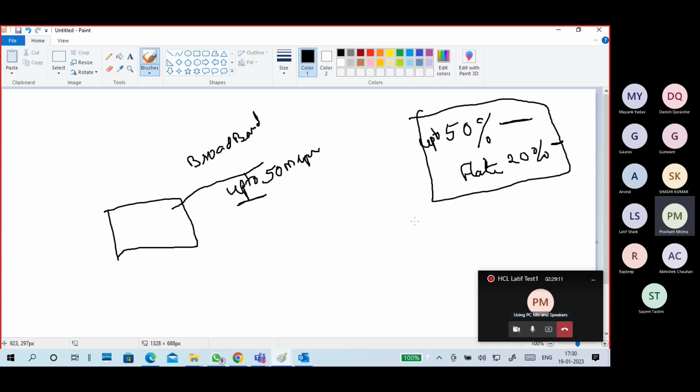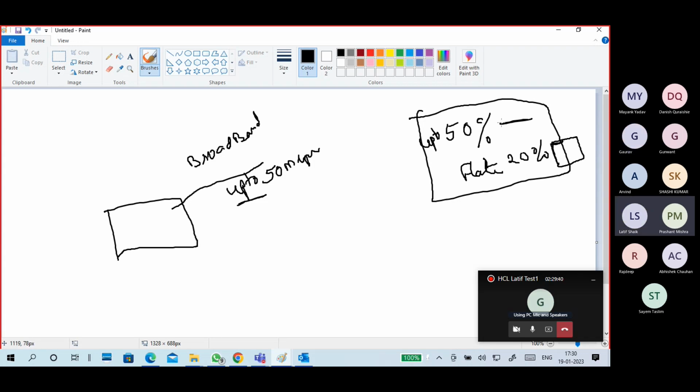Sir, up to means there is a discount based on the rate, like discount can be up to 30% and 20%. It will be very good if there is a flat. That means the discount will vary, sir, from 20% or 30% or 30, 40, something like that.